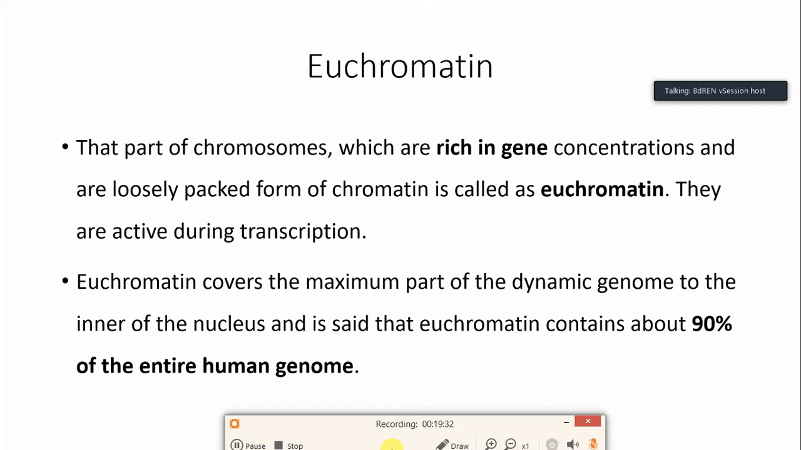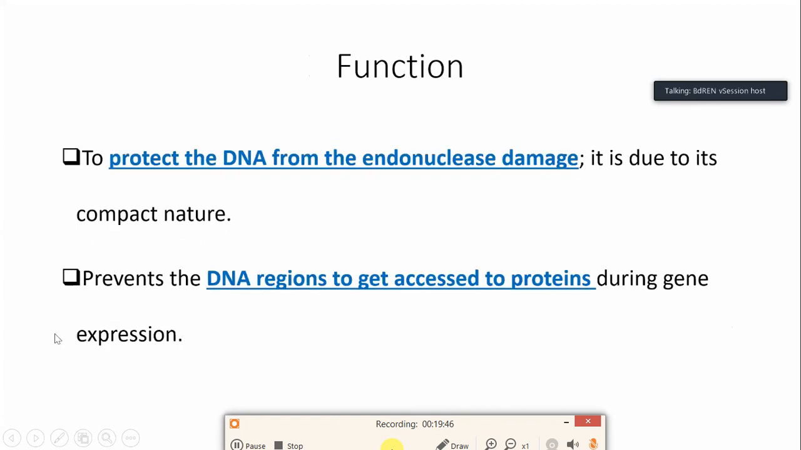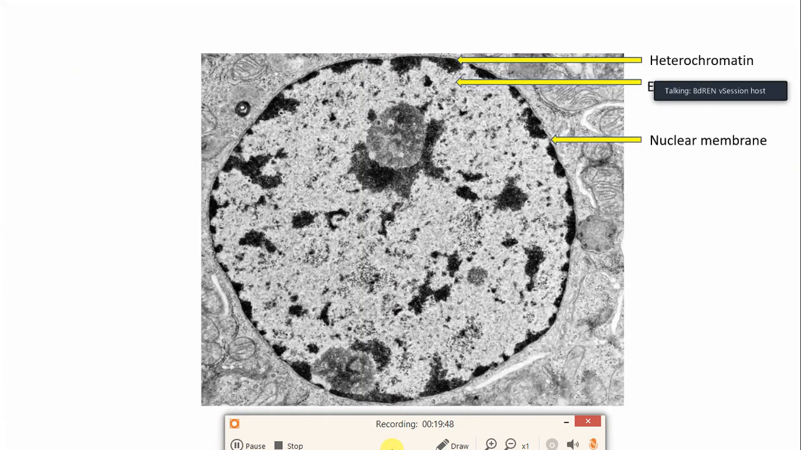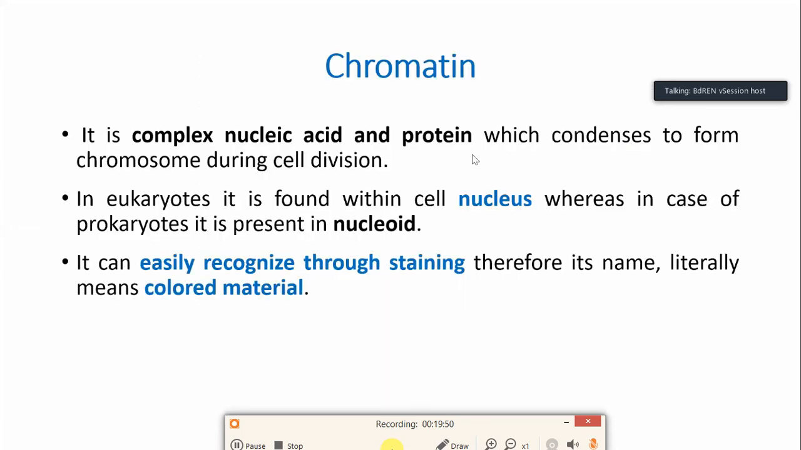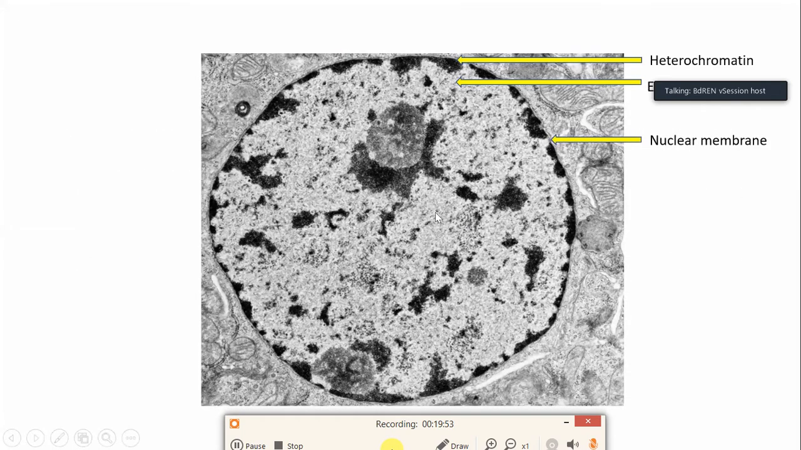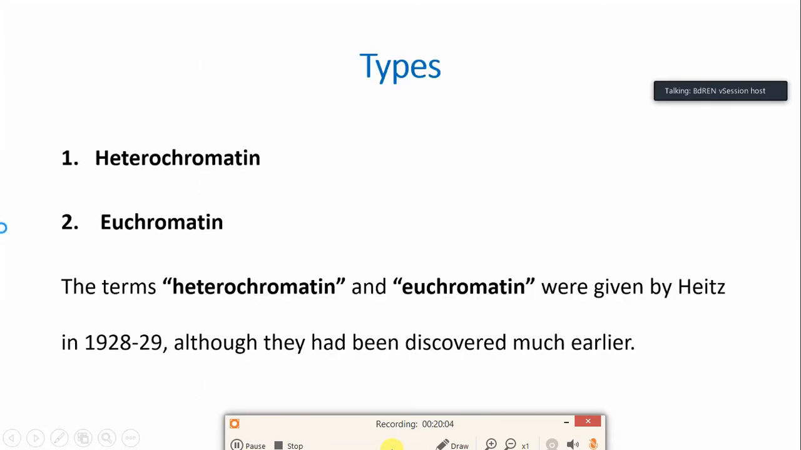Euchromatin covers the maximum part of the dynamic genome in the inner part of the nucleus, and it is said that euchromatin contains about 90% of the entire human genome. So if we go through the picture, we can see that the whitish part, the white part, contains the maximum portion of the nucleus. So that's why it is said that it can cover around 90% of the genome, or human genome.